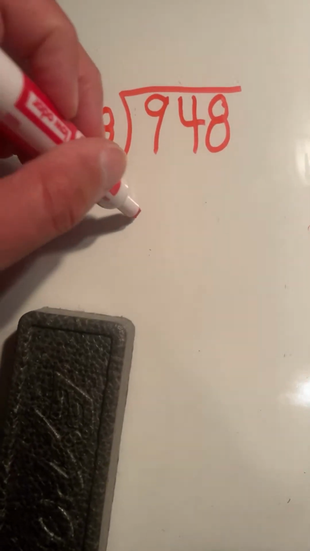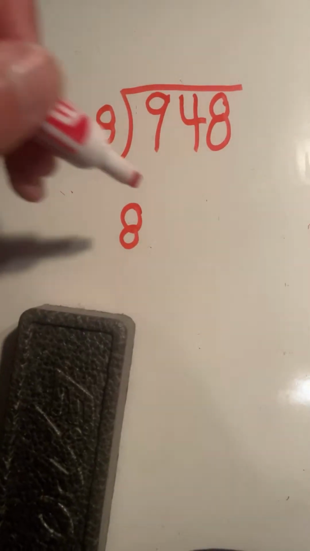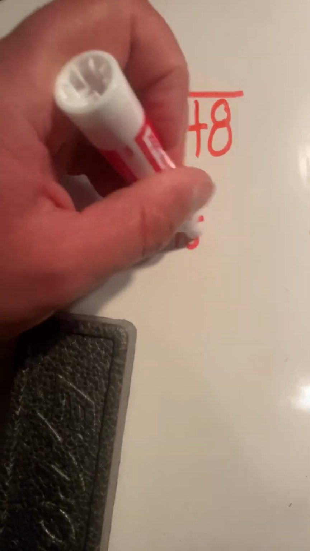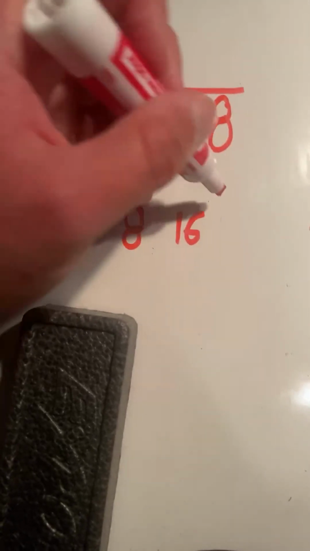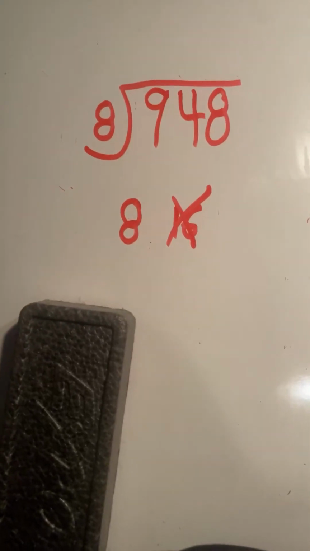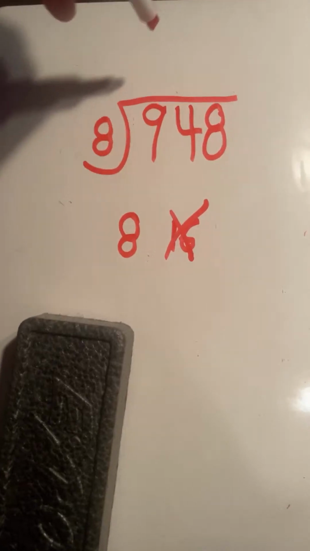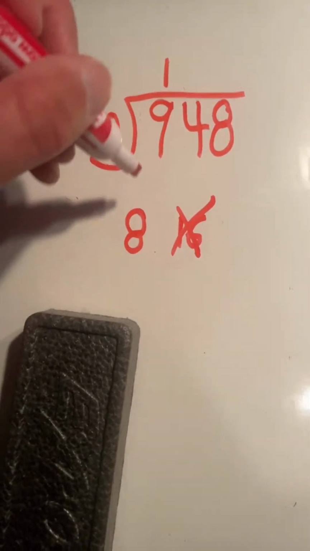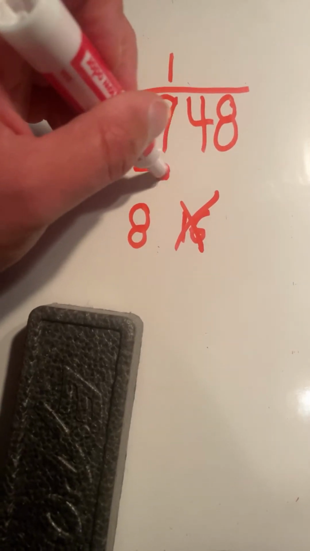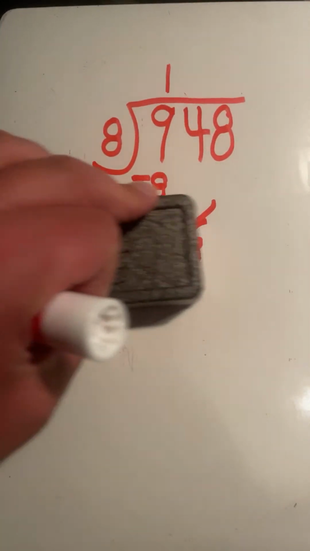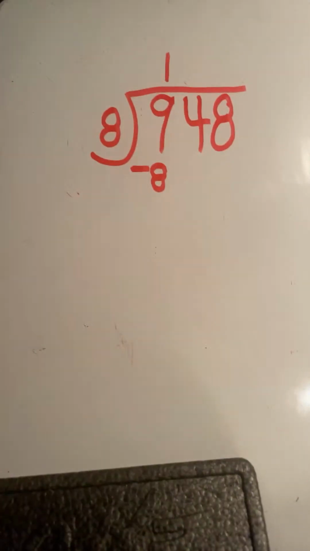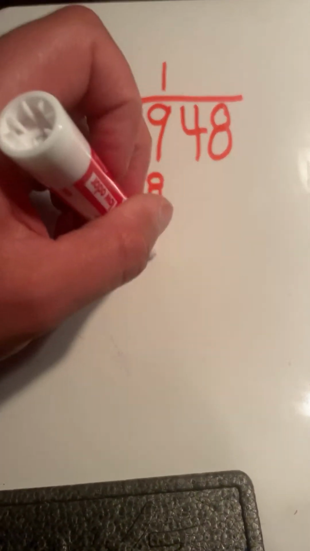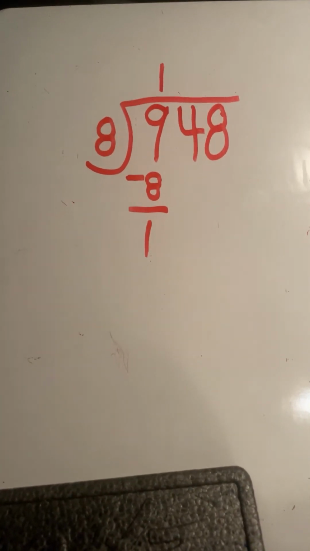So 8, that's one group of 8. 16, I'm already too far. If I count by 8 again, I'm at 16. That would already be past 9. But I was able to get one group of 8 within 9. 8 was as close as I could get to 9 without passing the number 9 and going over. So we're going to do 9 minus 8 to find our remainder. 9 minus 8 is 1. We have a remainder of 1.